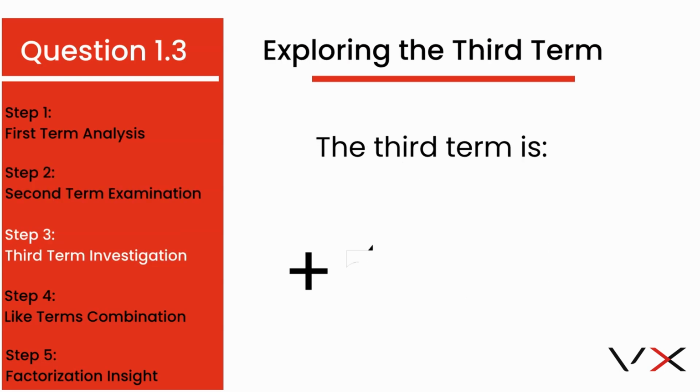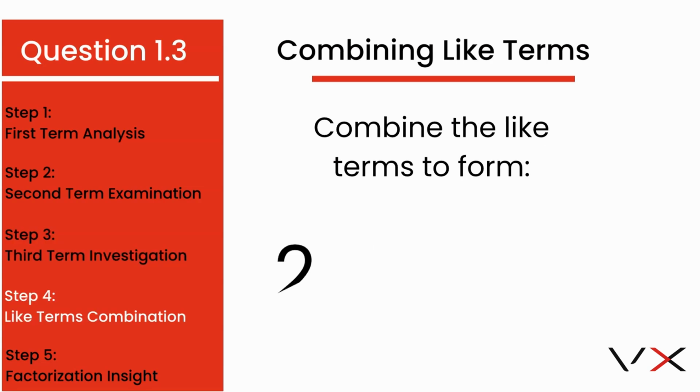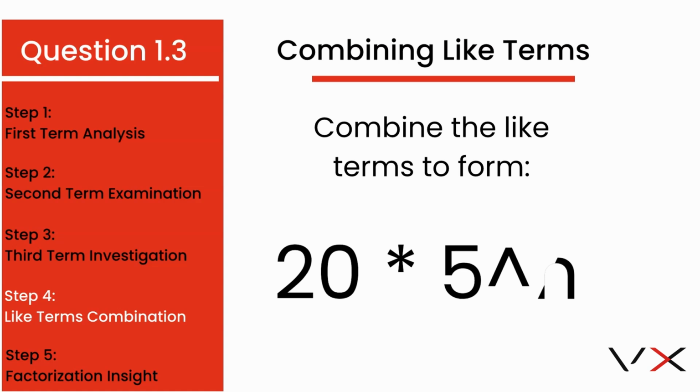Step 3. The third term is positive 5 to the power of n plus 2. Note it as plus 5 raised to the power of n plus 2. Step 4. Combine the like terms. Since both the second and third terms have a base of 5, we combine them by adding their coefficients. This results in 20 times 5 to the power of n.